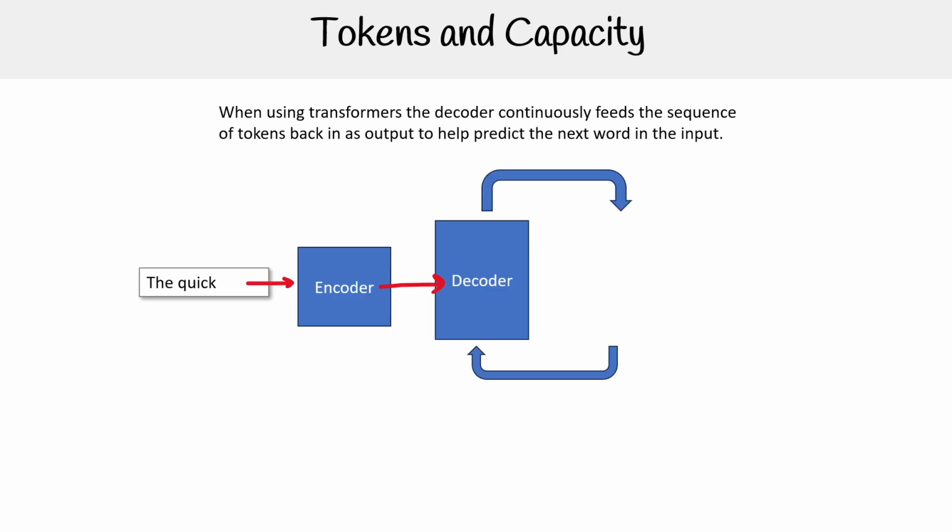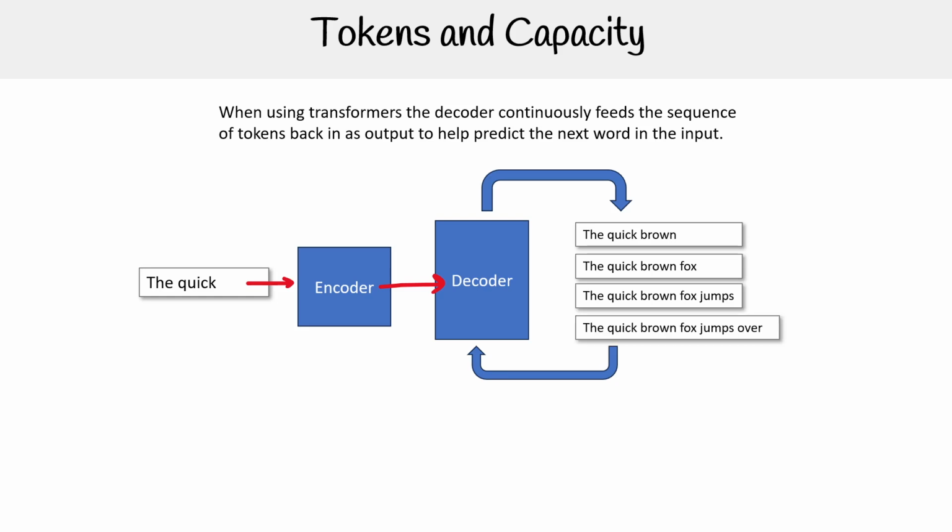Imagine we have our input as "the quick." We feed that into the encoder. The encoder is going to produce semantic context so that the decoder knows what to do with that text. And then the decoder is going to output the next word. So this is "the quick brown." And what it does is it feeds that sequence of tokens back into the decoder and produces the next word, again and again. And so the question is, what is the capacity required to run this?